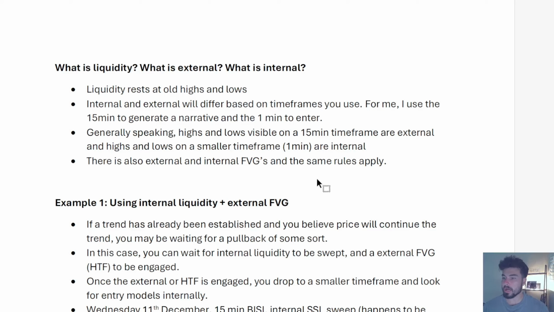Now everyone knows that liquidity rests at old swing highs and old swing lows. It's pretty obvious. Most people understand that. However, there's a lot of confusion when it comes to what is external versus what is internal.